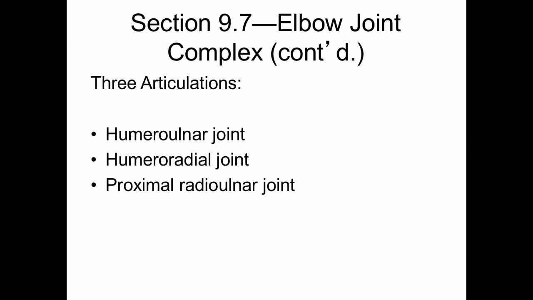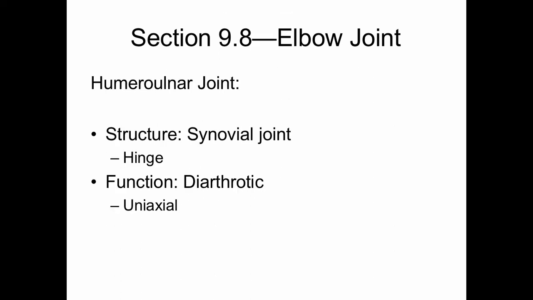Therefore, they can be considered anatomically to be one joint or one joint complex. However, because the 3 separate articulations are involved, physiologically they can be considered to be 3 separate joints. The proximal radioulnar joint is functionally separate from the elbow joint and will be included with the radioulnar joints. The humeral ulnar joint is functionally more important than the humeral radial joint.